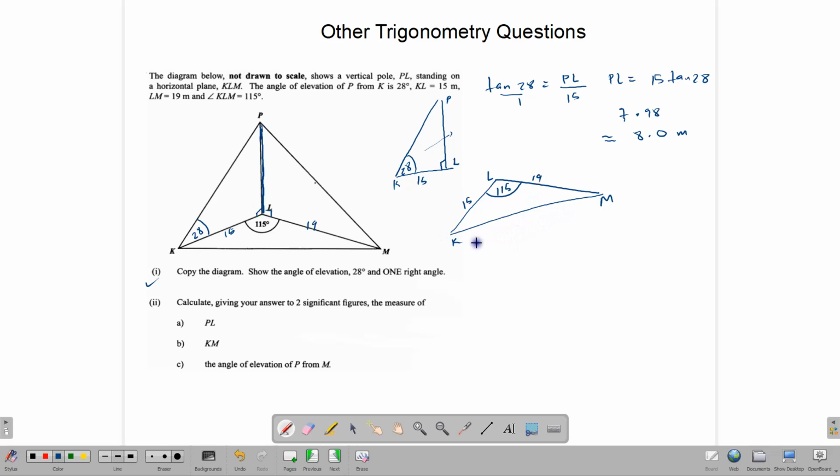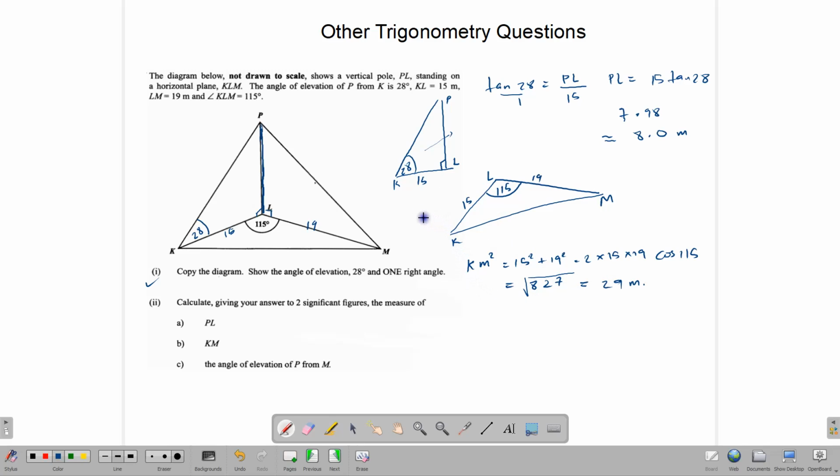So we can use the cosine rule to find KM by saying KM squared is equal to 15 squared plus 19 squared minus 2 times 15 times 19 cos 115. Once you punch that in your calculator, you end up with approximately 827, and finding the root of that gives us approximately 29 meters. Please pause the video, do the calculation, and check it yourself to make sure that you arrive at the same answer here.